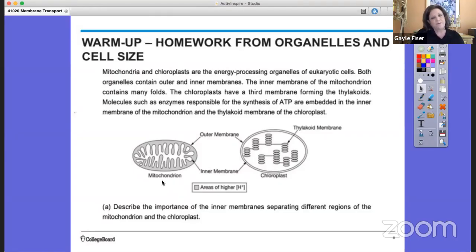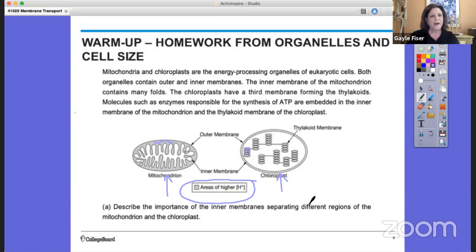If you've been watching me for a while, you know that I like to tackle the diagram first so I can figure out what's going on before I start reading the text, because that's just my learning style. I like visual. So I can see that I have a mitochondria and a chloroplast. The gray shaded areas are going to be high in hydrogen ions, or you can also use the word protons. So here I am in the intermembrane space and also in the lumen of the thylakoids.